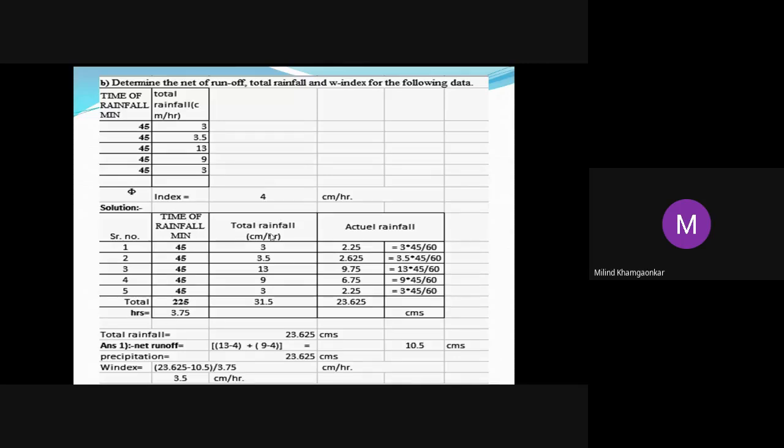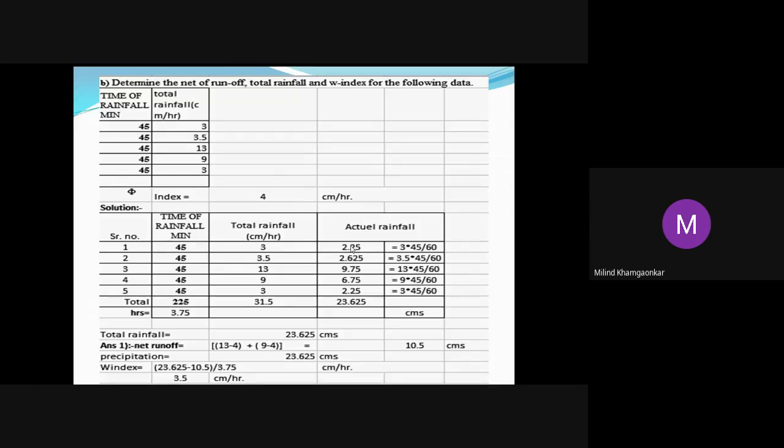The rainfall intensity has been given hourly, that is 3, 3.3, 3.5, 13, 9, in centimeters per hour. Though I have calculated total precipitation here, it's all right. Then I have found out the actual rainfall for these 45 minutes from this centimeters per hour rainfall. So that is 3 centimeters per hour multiplied by 45 minutes divided by 60 minutes. So for 45 minutes, I have found out the actual rainfall.